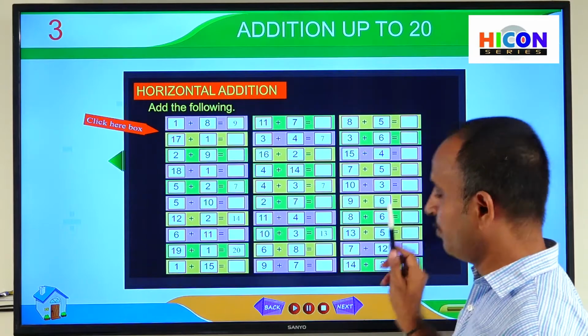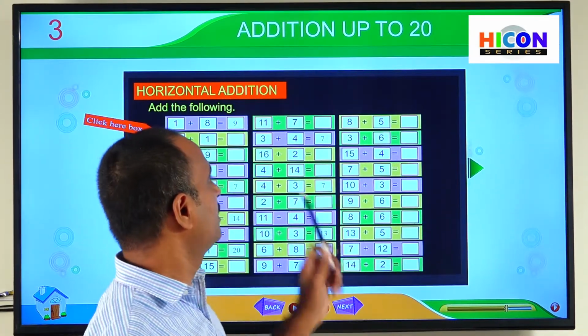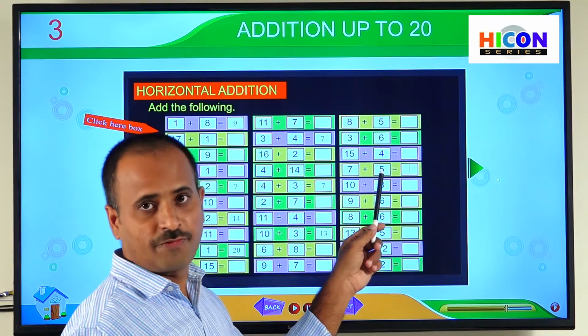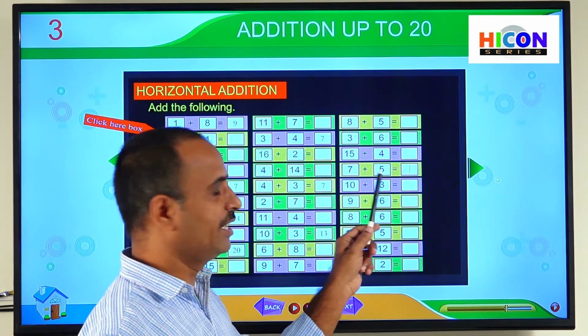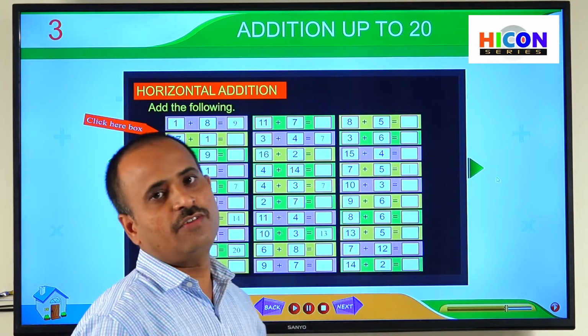So children, see some more problems. Here are some more problems on horizontal addition. So take 7 plus 5. In this addition, the first number is 7 and the second number is 5. So open 5 fingers of your hand.